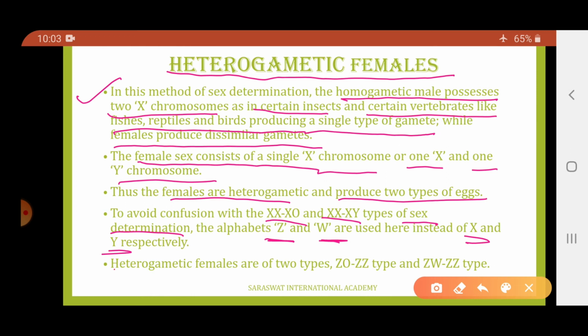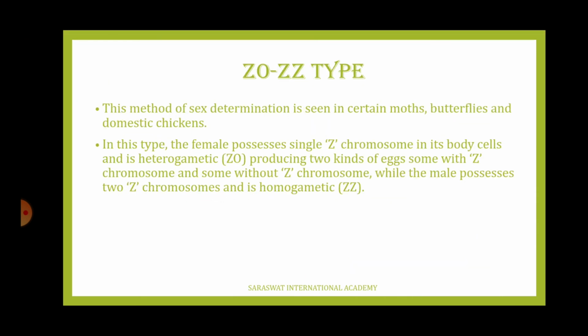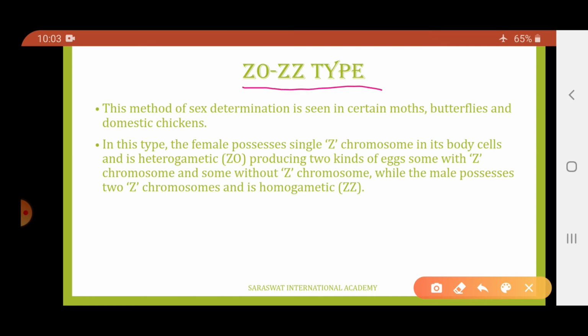So here the heterogametic females are of two types, ZO-ZZ type and ZW-ZZ type. So we will study each one in detail. So the ZO-ZZ type. Here it is seen in certain moths, butterflies and domestic chickens. So here the female possesses only a single Z chromosome. Okay, the female will have only a single Z chromosome and it is heterogametic. So its composition is ZO.